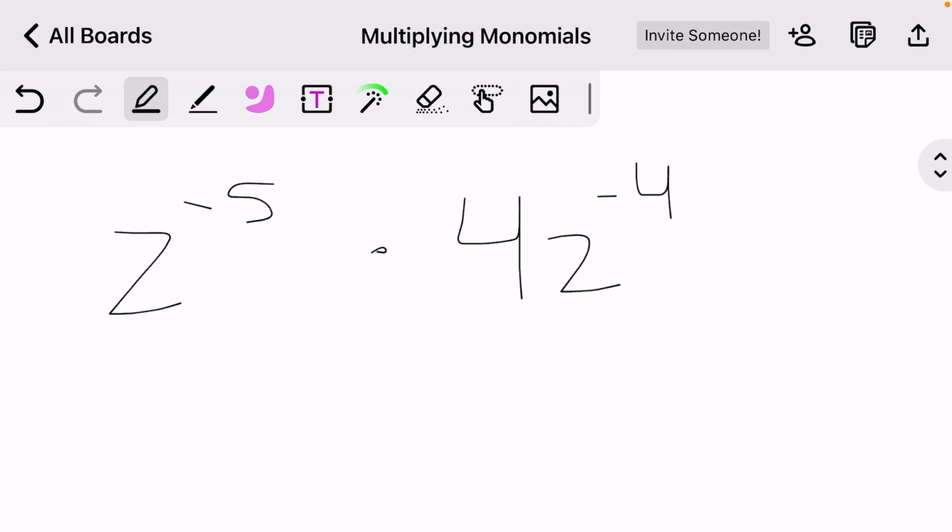z to the negative fifth times 4z to the negative fourth. So the first thing that I'm gonna do just for this particular video is put both of these monomials in their complete form, meaning with a coefficient, a variable, and the degree of the variable. So this z right here has a 1.